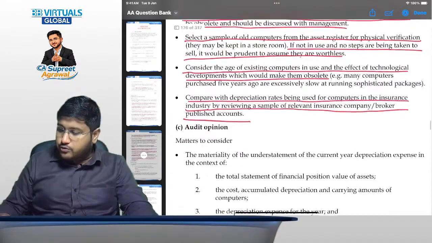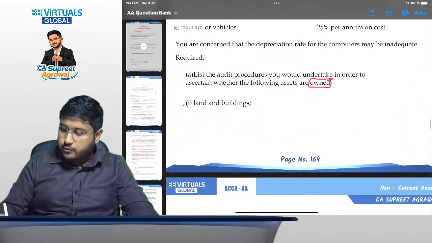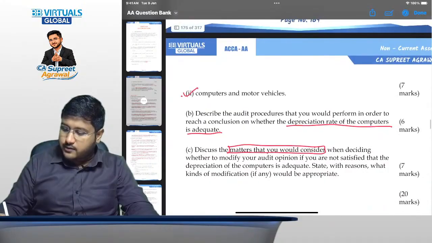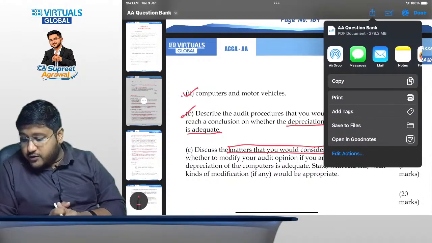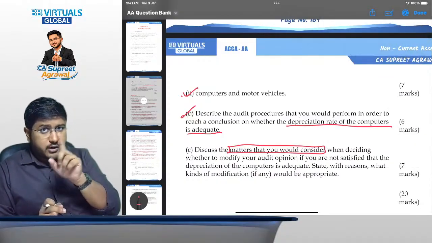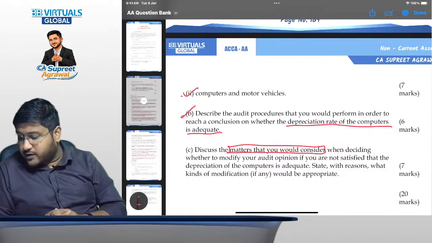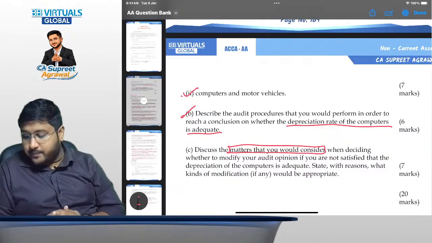Okay, now let's jump to the third question. The second question is also done. Now let's discuss the matters that you would consider. Matters you will consider, not the conclusion. Matters you will consider when deciding whether to modify your audit opinion if you're not satisfied that the depreciation of the computers is adequate. State with reasons what kind of modification would be appropriate.